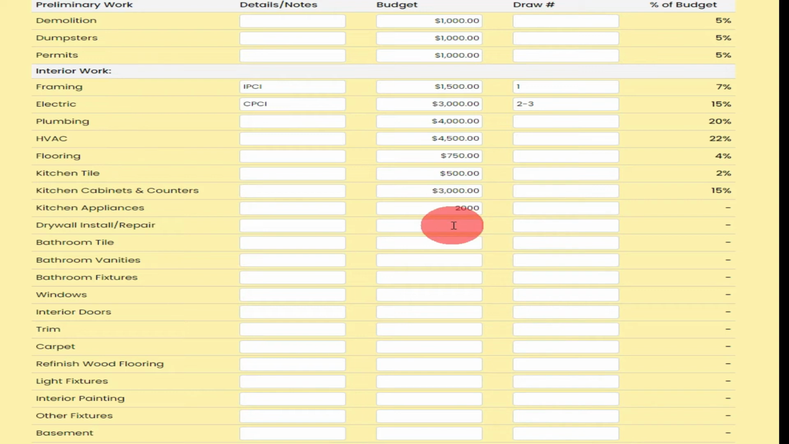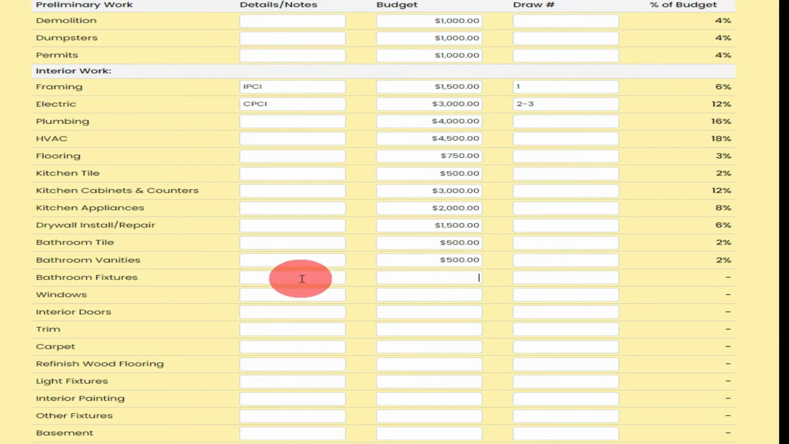My drywall install or repairs, let's just say I have to make a few repairs and I'm paying for the materials. Let's say that runs me $1,500 because again, the labor is going to be in my general contractor's labor, which we will discuss a little lower down. Bathroom tile in a small bathroom, the flooring and the shower surround shouldn't be no more than $500. Depending on how many bathrooms, if you got vanities, let's say you got 1 bathroom and a powder room, it shouldn't be no more than $200 a piece, so we'll say about $500.